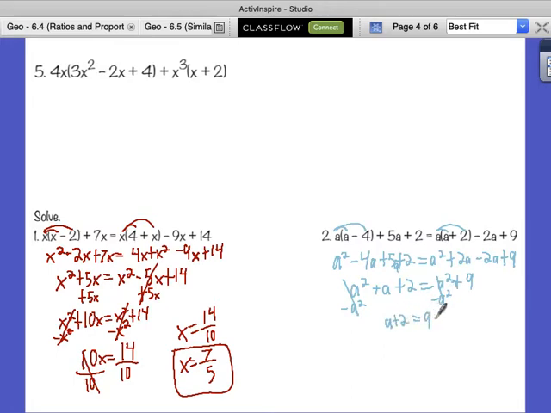Now this turns into a one-step equation. Presley, what'd you do? And you got? Very good. A equals 7. Okay. Question on that?